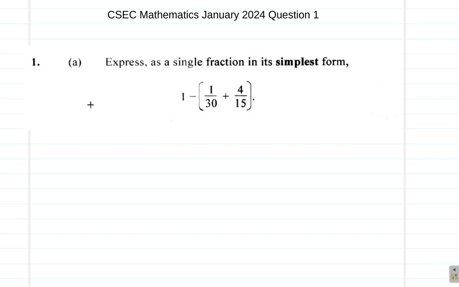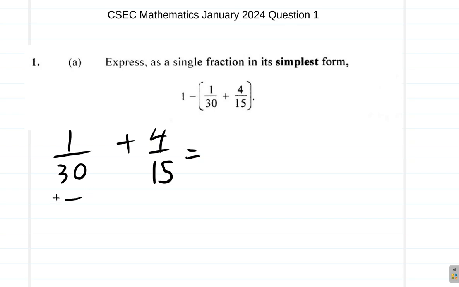Now, here, you have to do what is in the bracket first. Now, you have 1/30 plus 4/15. What you can do is use common denominators. One denominator here is 30, the other denominator is 15. Here, let us have 1 over 30, as you see, plus something over 30. So you have common denominators, and see how it goes.